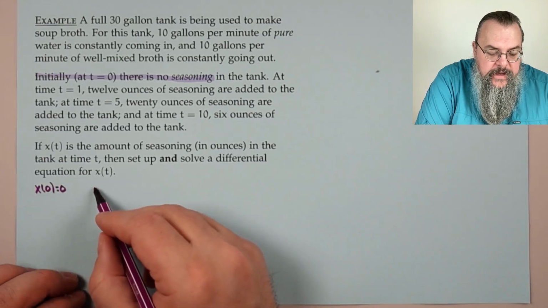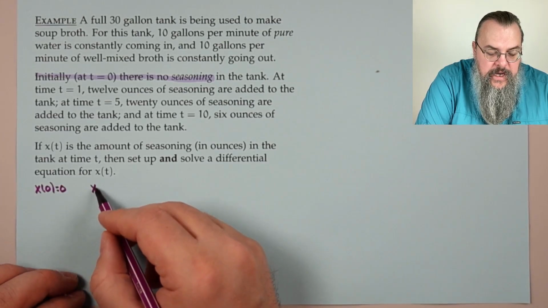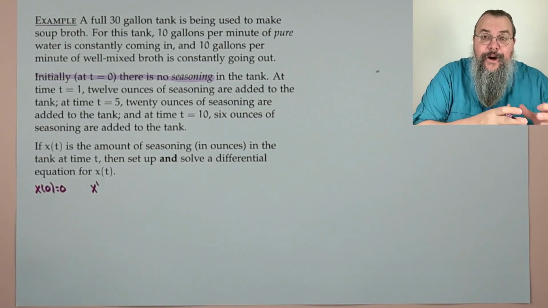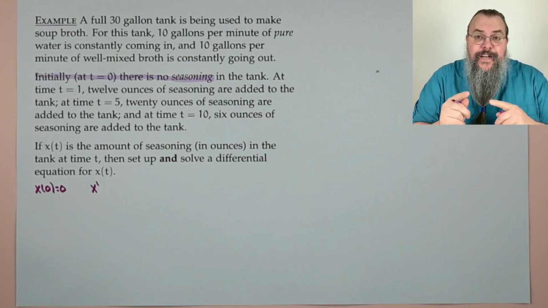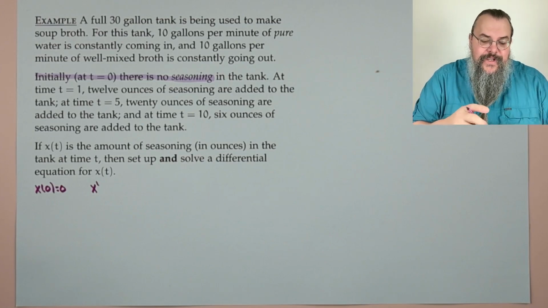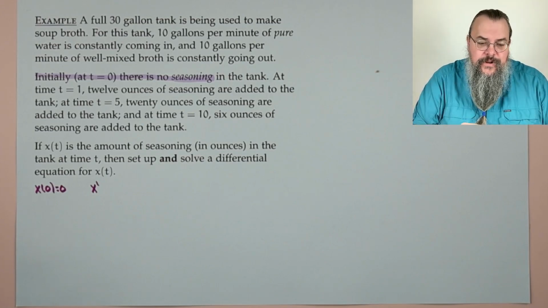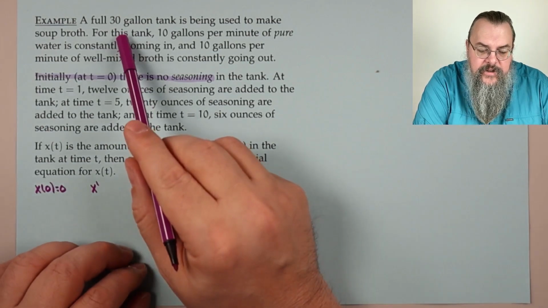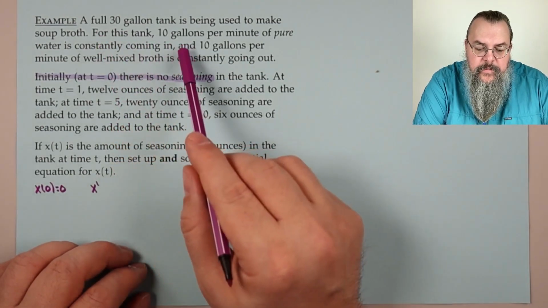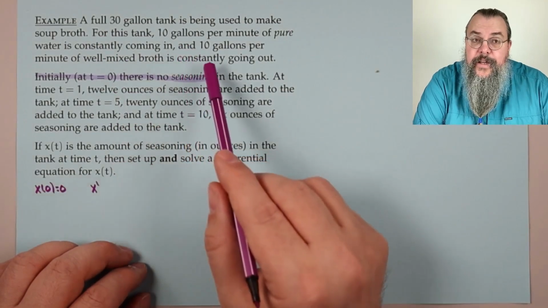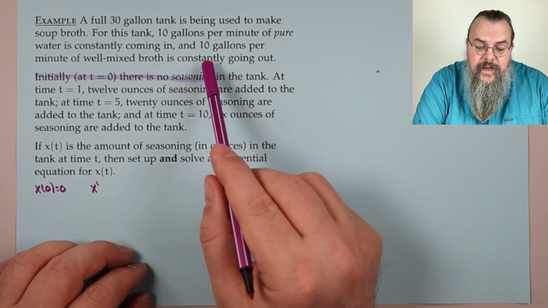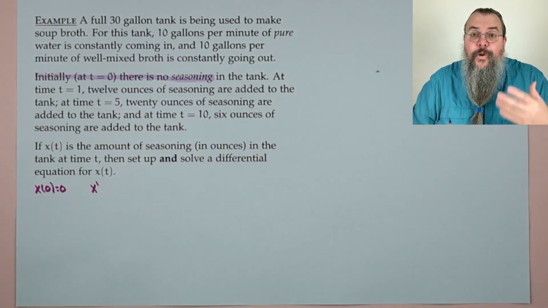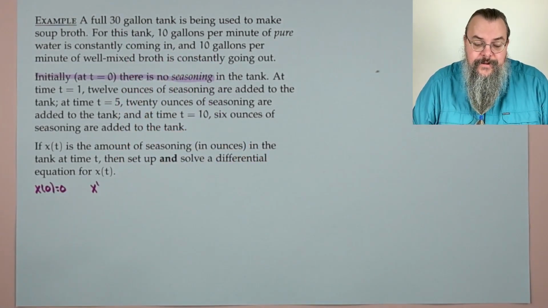Well, what is x prime? Now, x prime, that's our in minus our out. Let's talk about our out first, because that's the one that we usually get stuck on. We see that it's a 30-gallon tank, and 10 gallons per minute is coming in, and 10 gallons per minute is going out. And so, well, that says 10 over 30, that's 1/3 is leaving.